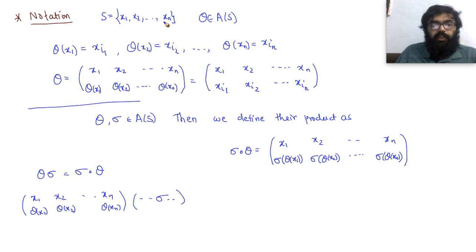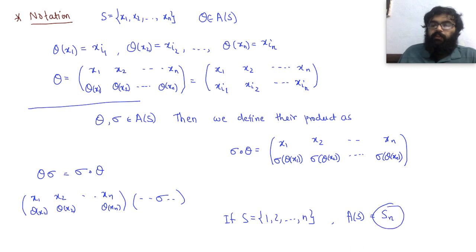Instead of x1, x2, up to xn, if I take 1, 2, 3 up to n, then AS is nothing but what we denote by Sn. So if S equals 1, 2 up to n, this also has n elements. How many elements does AS have? AS also has n factorial elements, but now we denote this by Sn. So AS is a special notation when we use 1 to n. We can also denote AS by Sn whenever S is x1, x2, up to xn. There is no problem.